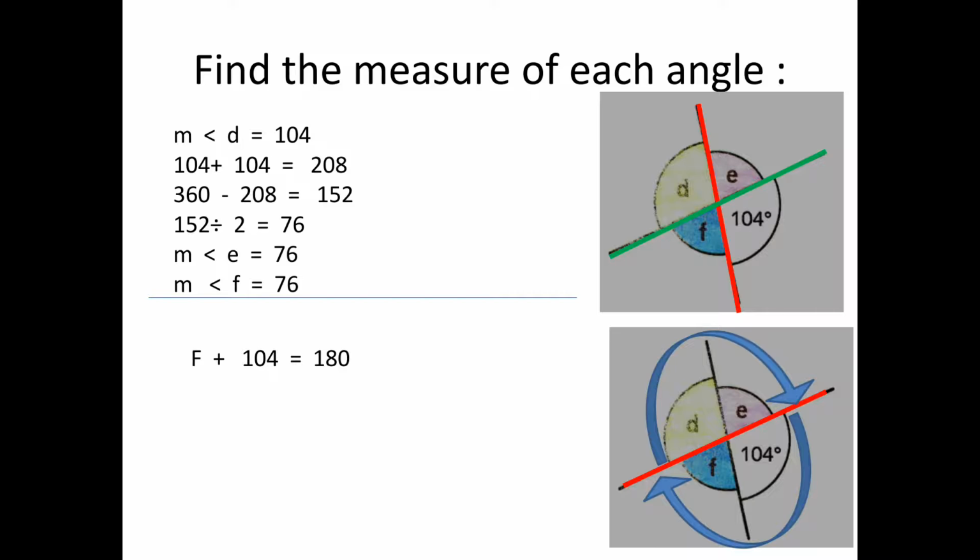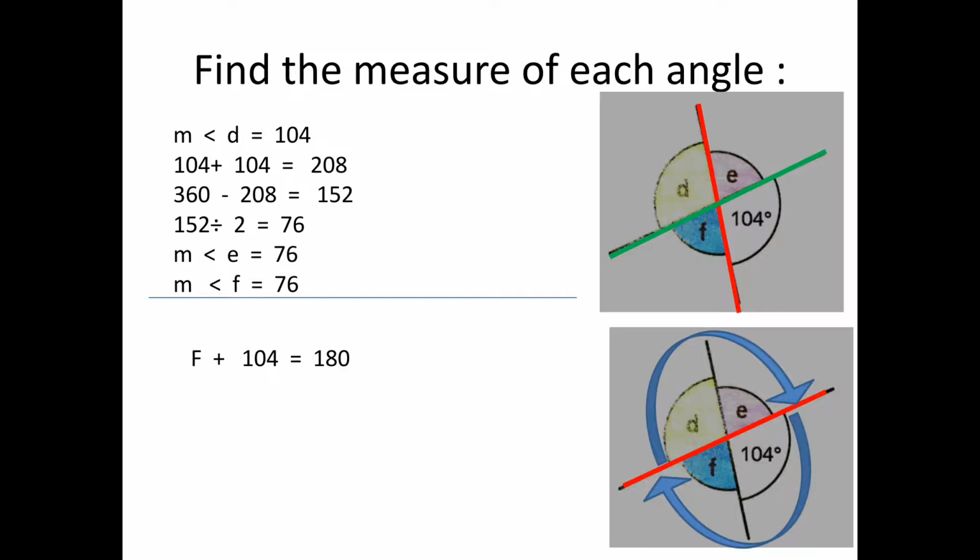So I'm going to say that F and the 104, both of them together, will give me 180. Why? Because these two angles together are forming a straight angle. What is the straight angle? The straight angle is an angle formed by one line.